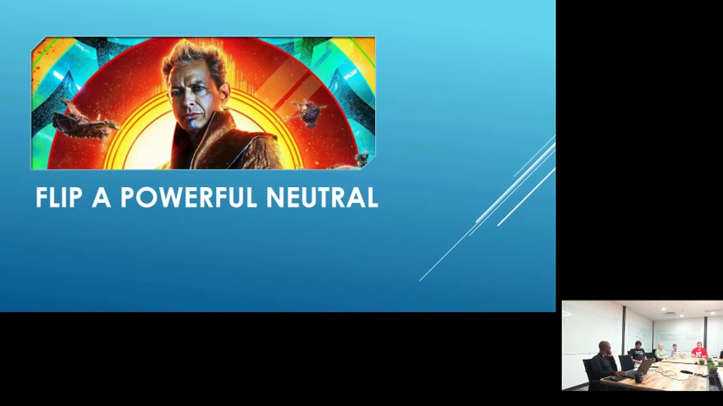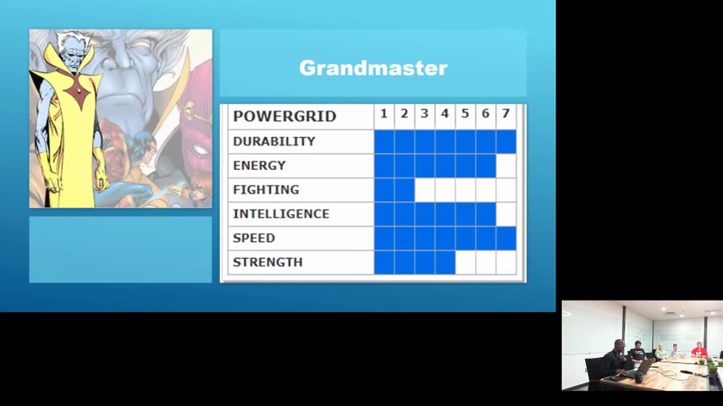It's a post-credit scene. Next step is, you need to flip a powerful neutral. The Grandmaster, he exists. Now he seemed like a non-powerful, kind of dorky guy in the movies, but according to his power grid, he's one of the most durable and fast guys in the whole universe. So good person to have on your team.